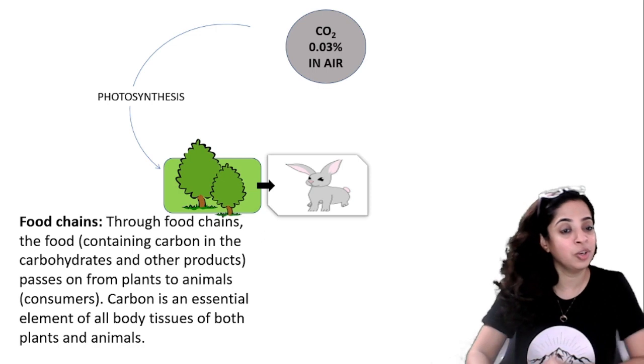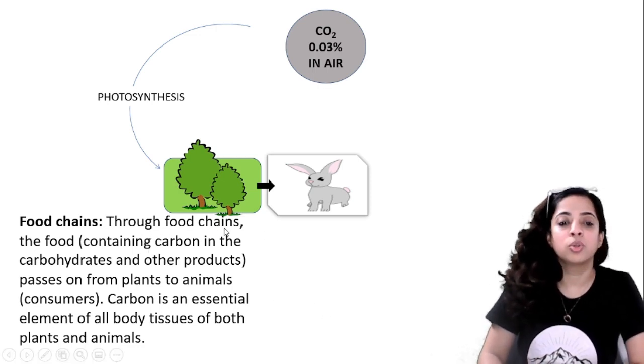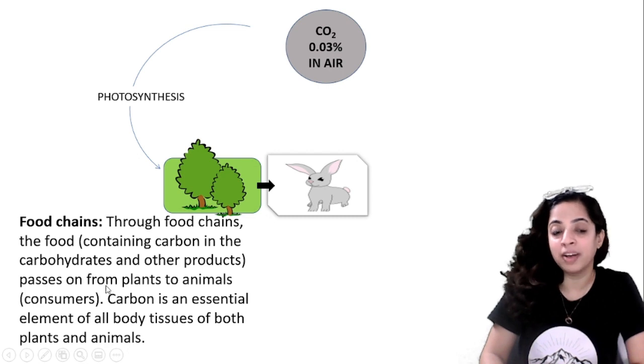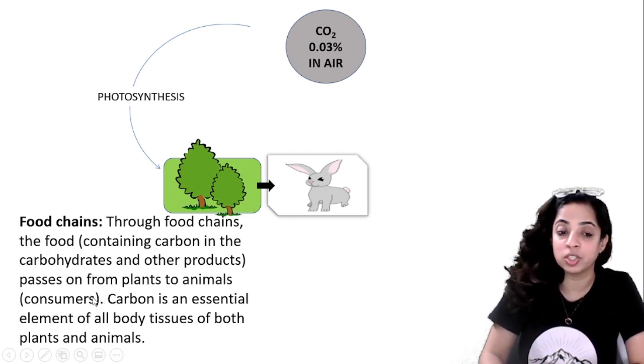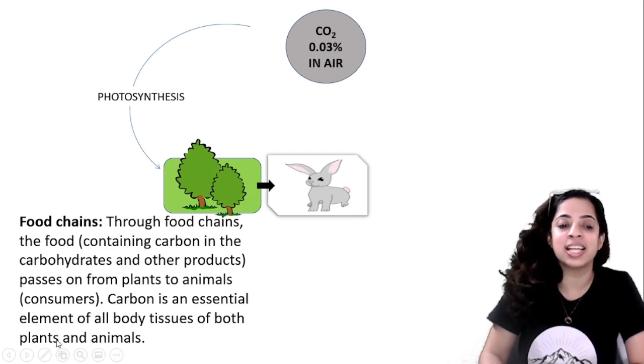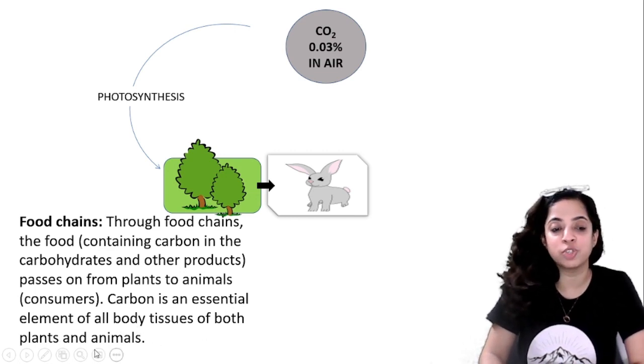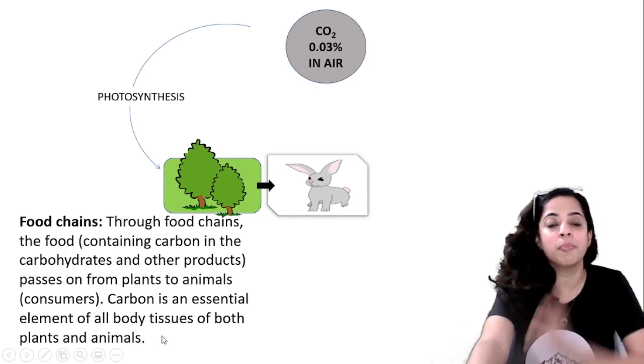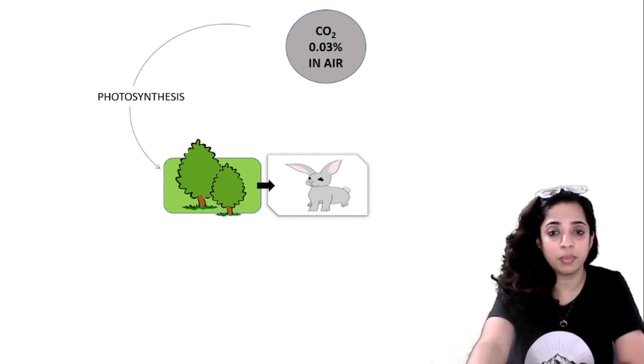Is that clear to you? So I'll read it again. Through food chains, the food which contains carbon in the form of carbohydrate, etc., passes on from plants to animals, that is consumers. Now remember that carbon is an essential element of all body tissues of both plants and animals. So it forms a part of the body tissues.